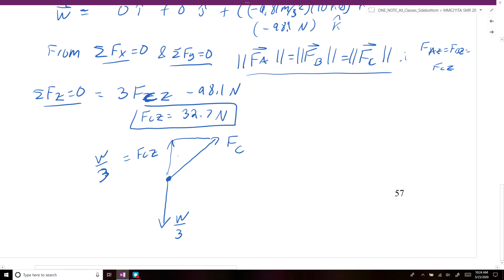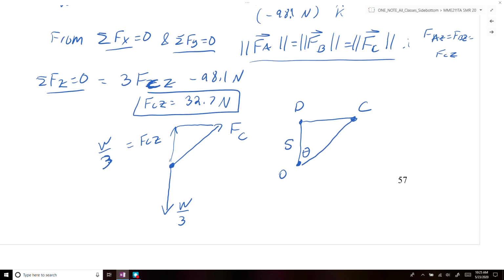So what we are looking for in this problem is the triangle that goes from the origin to point D, and from point D to point C. We're looking for this angle theta, so we can solve for S. So this angle theta we can solve for using, let's see here.